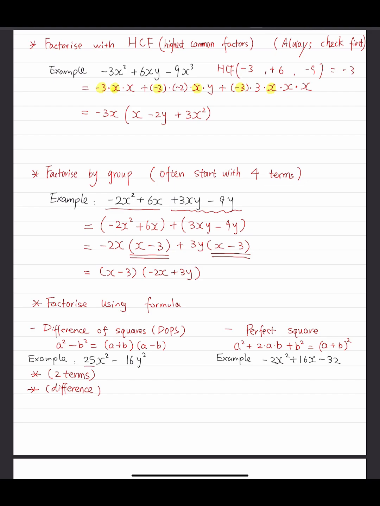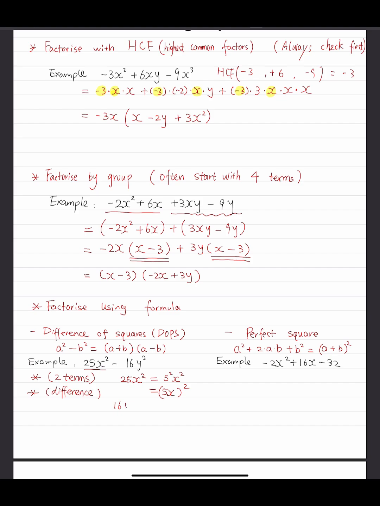This is not in the complete square form, okay? So 25x squared, we need to write the square form, meaning both the coefficient and the pronumeral should be right together with something squared, okay? So here 25 is 5 squared, x squared. So we should rewrite this as 5x everything squared, okay? Similarly with 16y squared, we can write as 4y everything squared, okay?